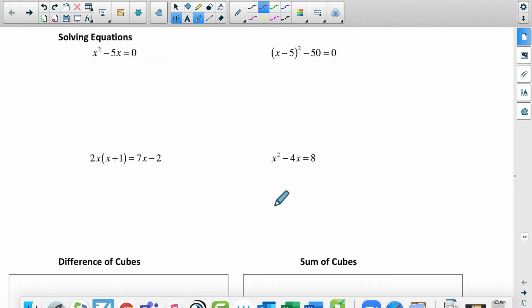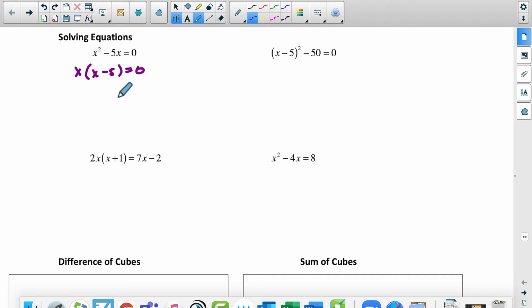Solving equations, these are all quadratics. You're going to solve lots of quadratics in this course. Basically with quadratic equations, you want it to be equal to 0, and then guess what you do? You factor. You're just going to have more factoring practice here. So look on the left hand side, you can take out an x as a greatest common factor, and you're left with x minus 5 equals 0.